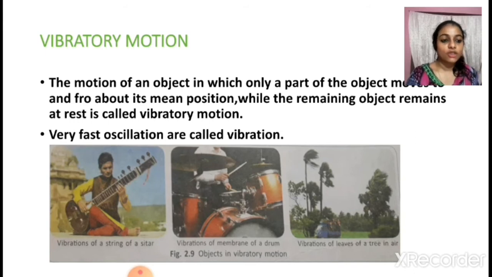Next one, vibration of leaves of the trees in air. When there is air, we can see the vibration of the leaves, but the tree is not moving actually, and of course the leaf is not moving from one place to another, isn't it? It is just moving to and fro, or it is executing to and fro motion. So we can say that these are the examples of vibratory motion.